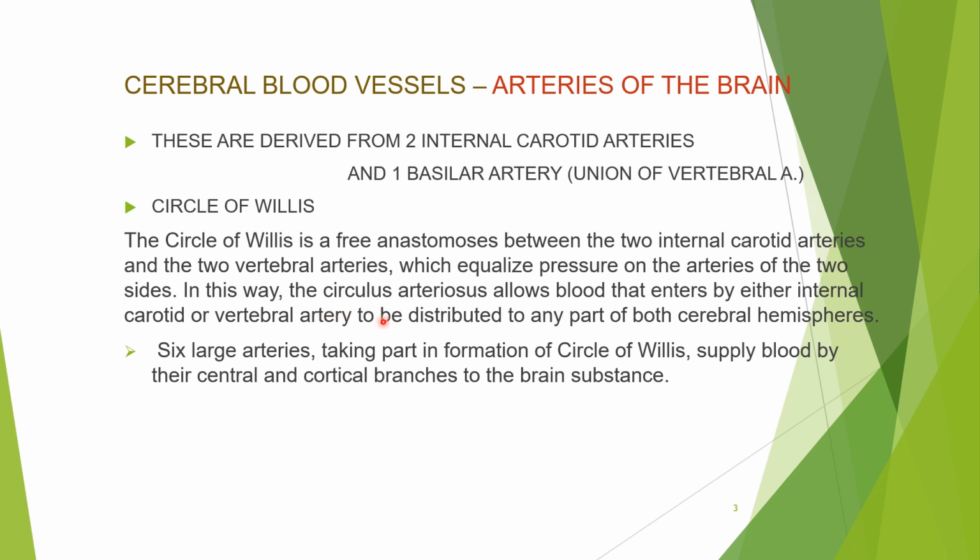In this way, the circle of Willis allows the blood that enters by either internal carotid artery or through the vertebral artery to be distributed to any part of both sides of the cerebral hemispheres. Six large arteries take part in the formation of the circle of Willis. They will supply blood by their central branches and cortical branches to the brain substance.